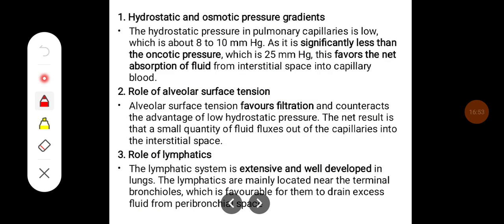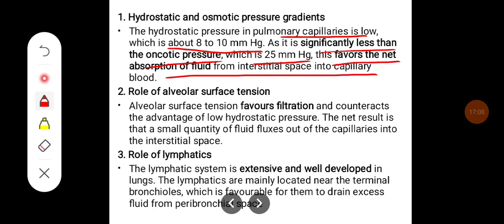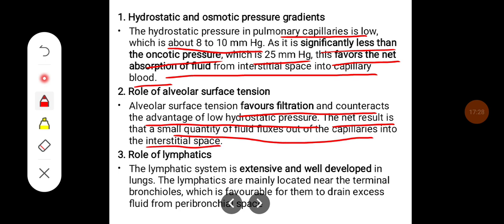The hydrostatic pressure in the pulmonary capillary is low, about 8 to 10 mm of Hg, as it is significantly less than the oncotic pressure, which is around 25 mm Hg. This favors the net absorption of fluid from interstitial space into the capillary blood. The alveolar surface tension favors filtration and counteracts the advantage of low hydrostatic pressure. The net result of which is that small quantity of fluid fluxes out of the capillaries into the interstitial space.